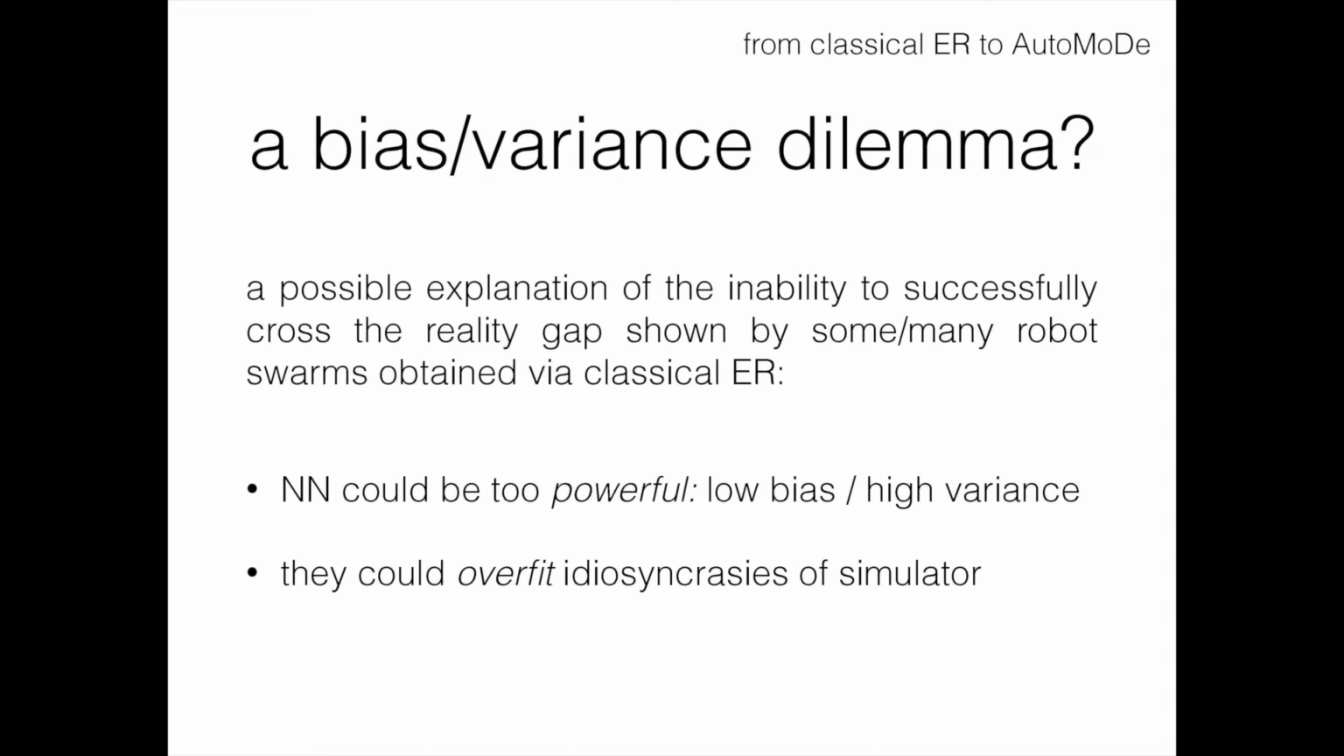Crossing the reality gap successfully is one of the main problems observed in evolutionary robotics. Now, equipped with the notions that we have seen in the previous slide, we might attempt an explanation of this inability to cross the reality gap. The explanation could be that the neural networks that are adopted in evolutionary robotics, and in general the whole evolutionary robotics approach, could be too powerful in terms of representational power. So it might have, using the notions of machine learning, a low bias, but also a very high variance.